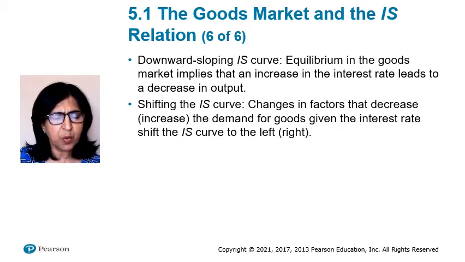Note two important points about the IS curve. 1. Downward sloping. So equilibrium in the goods market implies that an increase in the interest rate leads to a decrease in output. 2. Shifts of the IS curve. Changes in factors that decrease or increase the demand for goods given the interest rate shift the IS curve to the left or right.